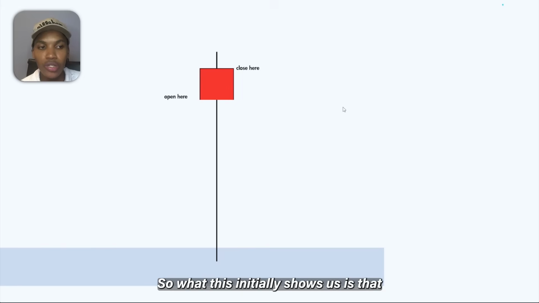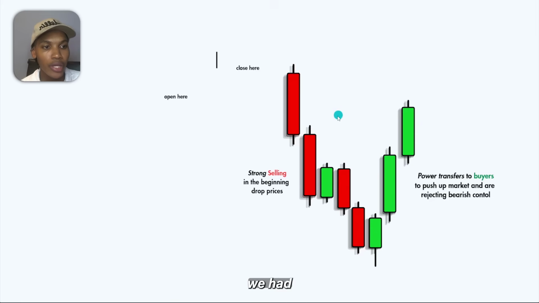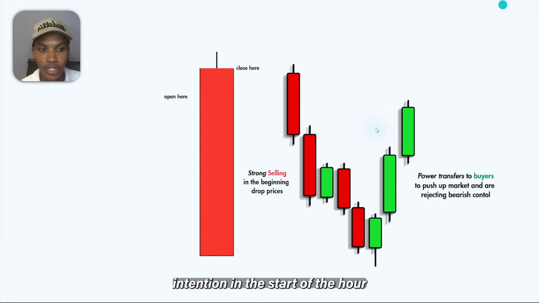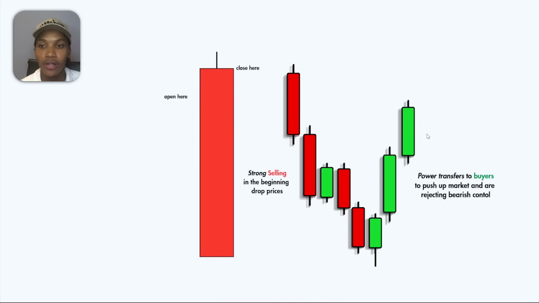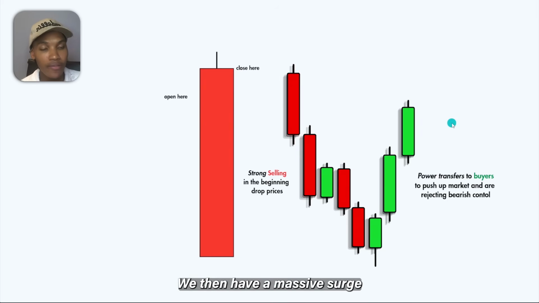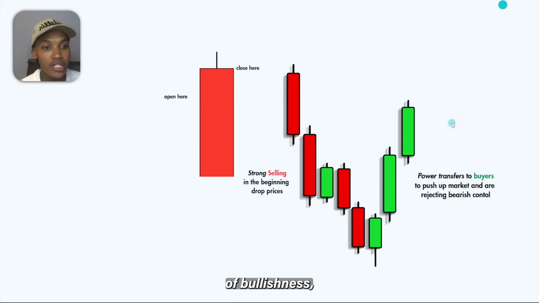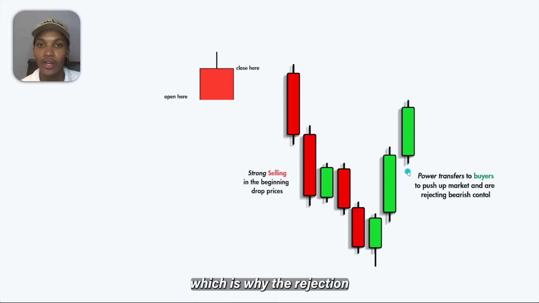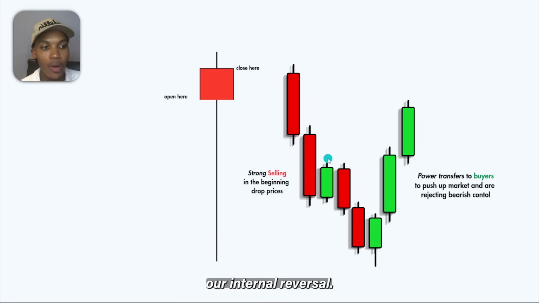So what this initially shows us is that we had bearish intention, very strong bearish intention in the start of the hour, and then coming to the last lingering moments of that candle, we then have a massive surge of bullishness, which is why the rejection is known to be used for this candle, because price simply rejected the bearish nature coming towards the end. And this is why we have our internal reversal.